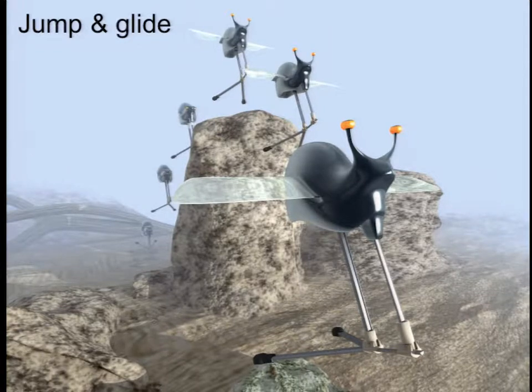glide. Now, jumping is quite interesting because you can have a small robot that can overcome very large obstacles. But the problem with that is that you can only perform small jumps and you have to do repeated jumps. And if you have wings that you can open or keep open, then you can extend your jumping trajectory and cover longer distances.